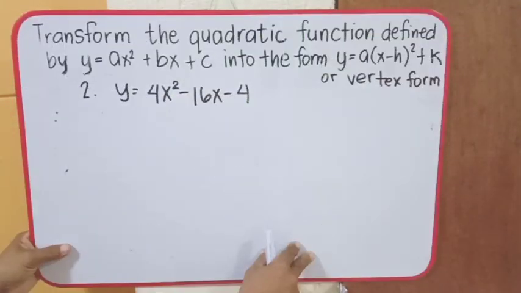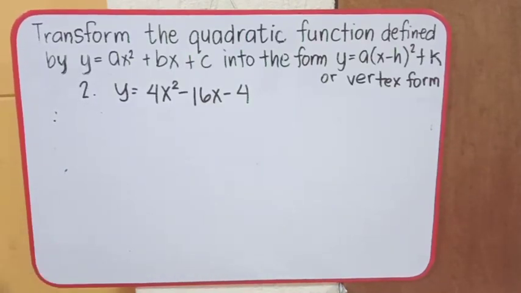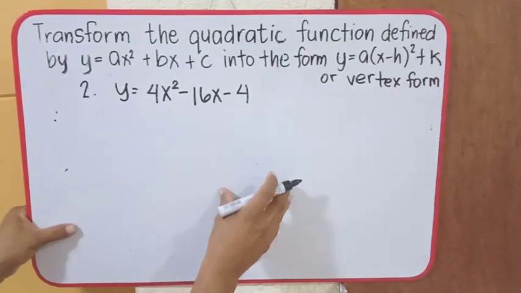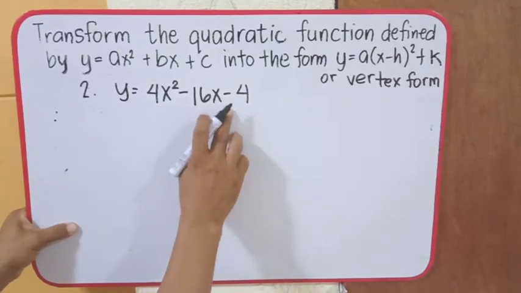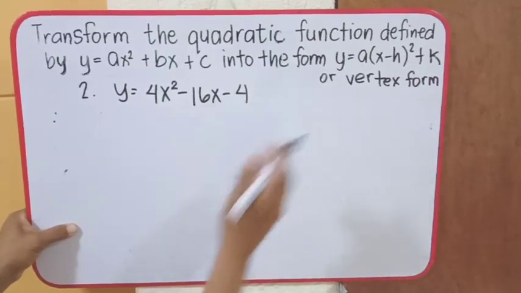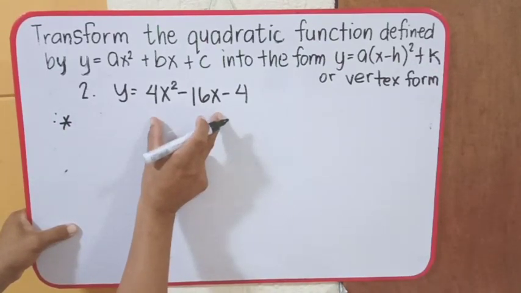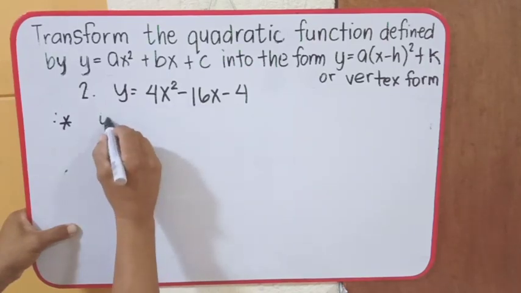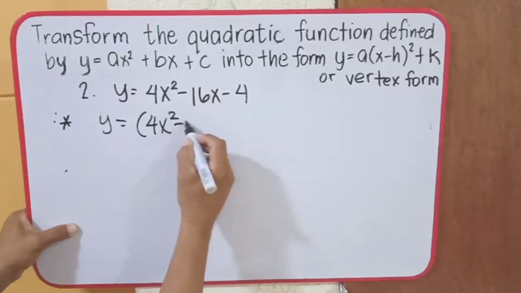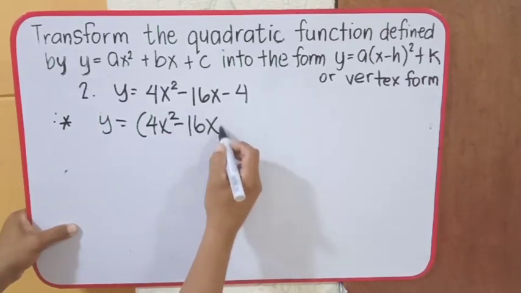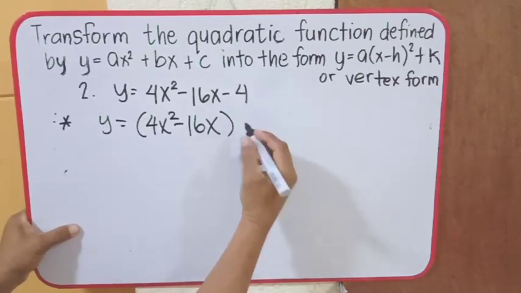Okay, tuloy lang natin yung transforming quadratic function into a vertex form. So, yung example number 2 natin, y equals 4x squared minus 16x minus 4. Ita-transform natin into a vertex form. So, ang first step natin ay i-group natin yung ating mga x. So, y equals 4x squared minus 16x. Lahat ng x ay ilalagay natin sa parenthesis at yung constant ay sa labas.